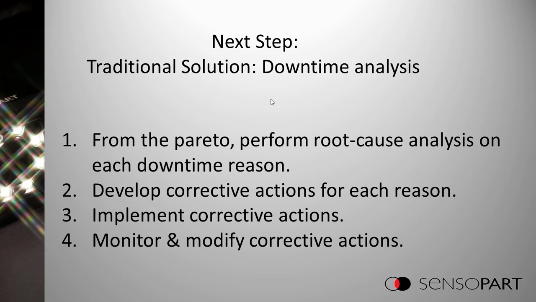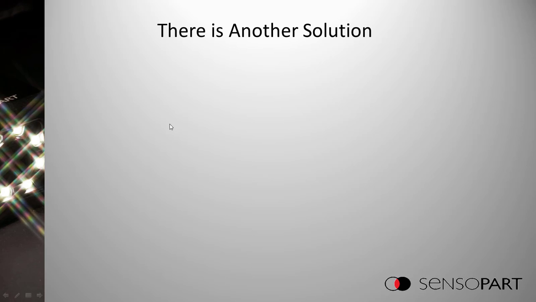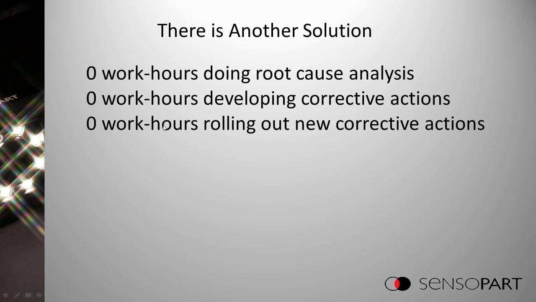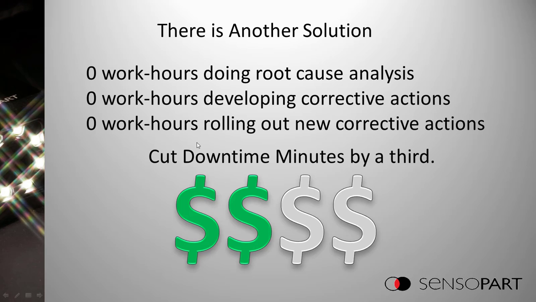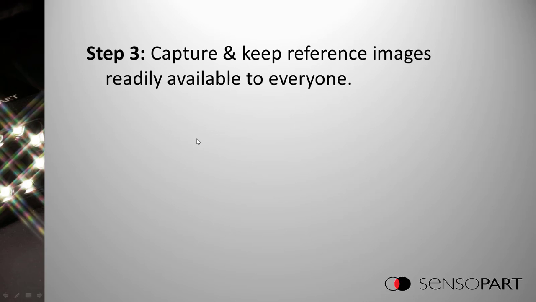So the traditional downtime analysis, which works really well, you take the other items from your Pareto, do a root cause analysis on each of the biggest ones, develop corrective actions, implement, monitor, and modify, on and on and on. For vision systems, you can skip all that and cut downtime minutes by a third again, just by capturing and keeping reference images, known good images, readily available to everyone.